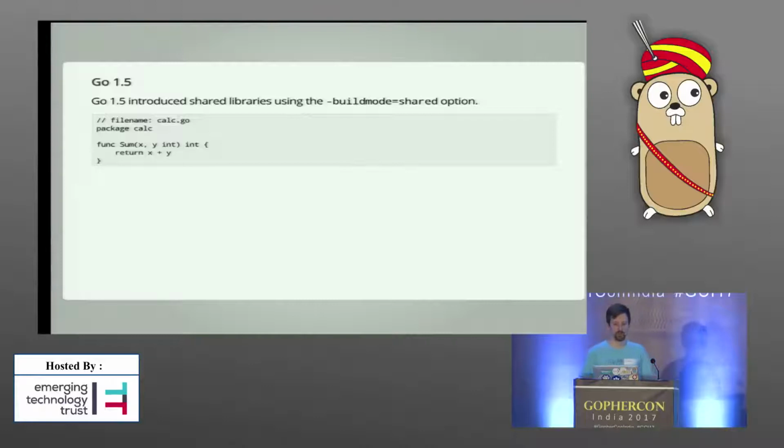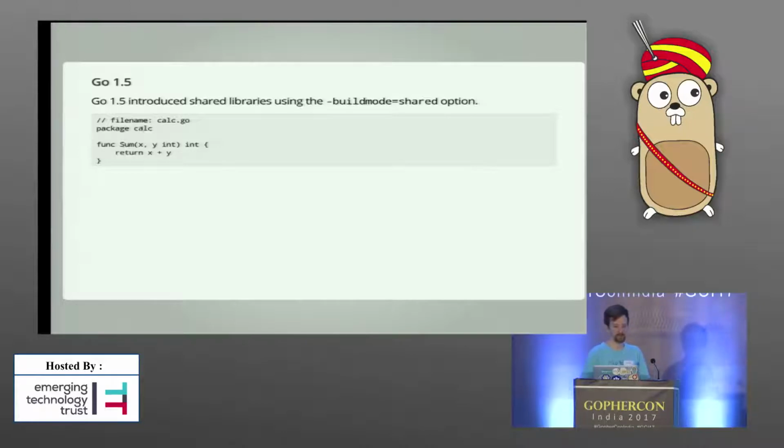So Go 1.5 added this new shared library feature, and you would basically enable this by using the build mode option. You say build mode shared when you compile a program, and then you can actually compile a shared library. You would write it the same way as a normal Go program, but you would just not include a main method. You would write the functions and types and variables that you wanted to expose via your shared library into a file, and then compile that using the build mode shared option.